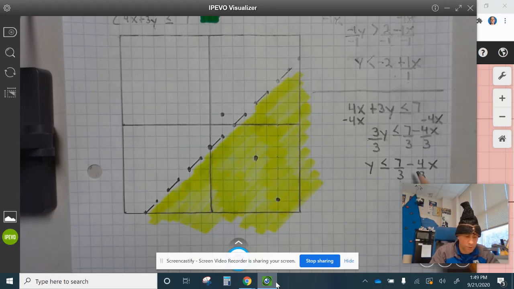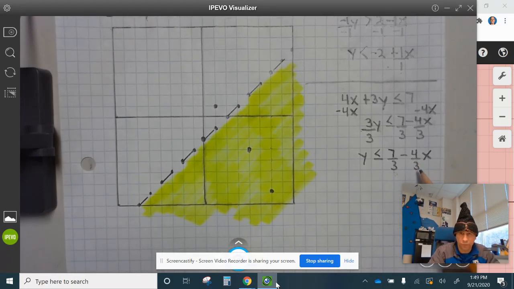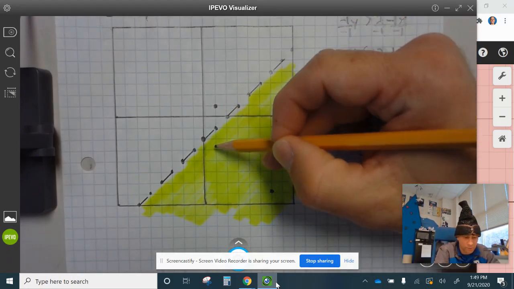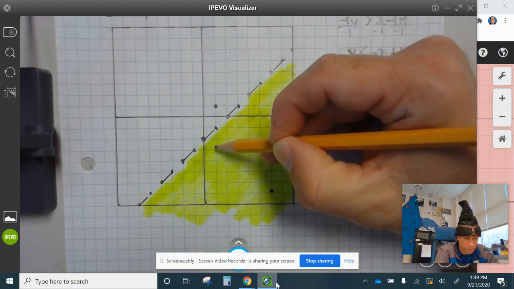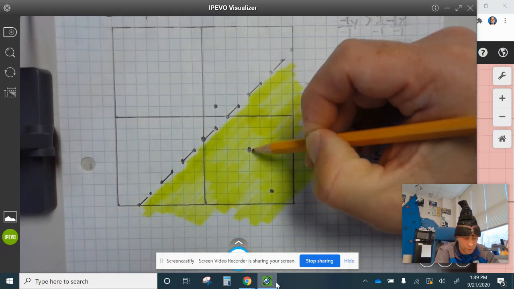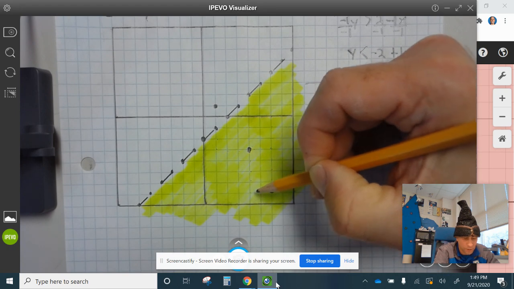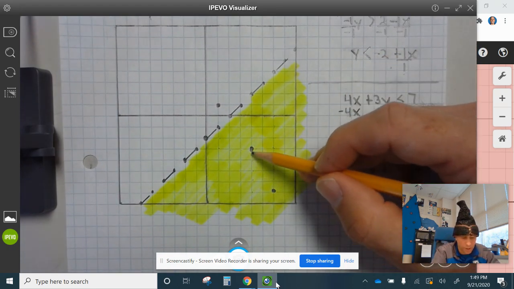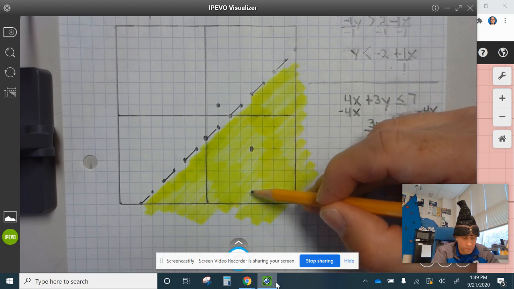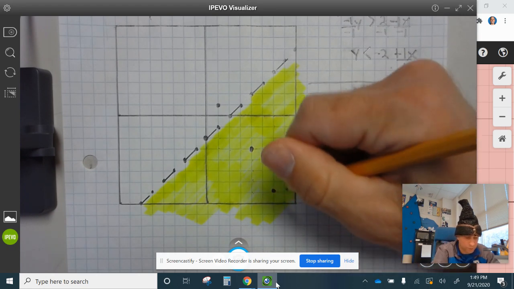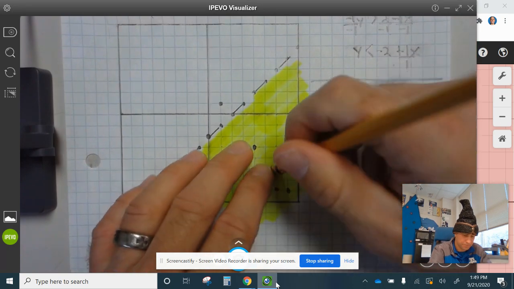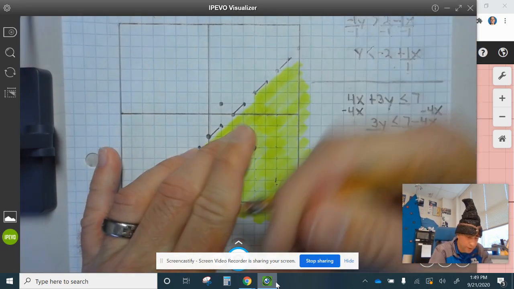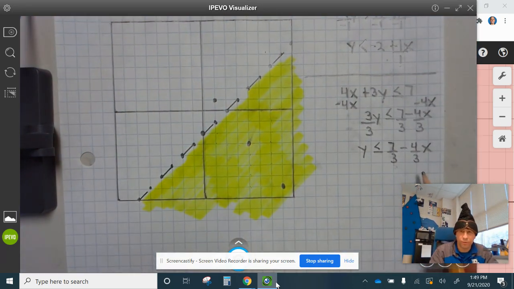Now the slope is negative 4/3. So if we got the right points, technically if I go down 4, I should go to the right 3. That works. So there's where I made a mistake on the point. This point should be right here. Okay, that's why you want to make sure you double check what you're graphing with the computer.